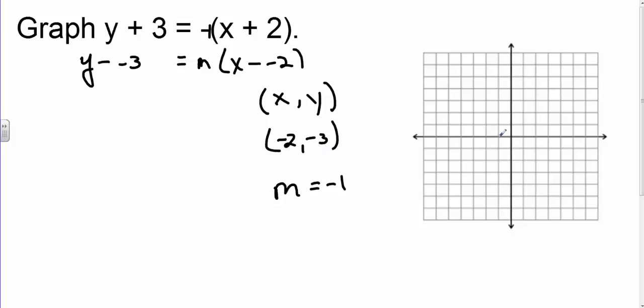So we come over here and we go 1, 2, 1, 2, 3. And then our slope is negative 1, so that can be negative 1 over 1, or it can be 1 over negative 1, whichever one you choose. Let's do this one this time. So we'll go down 1, right 1. Down 1, right 1, and down 1, right 1. And we come over here and we get our line. And you've done your graphing. Did you get that? I hope that you got exactly the same thing that I did.